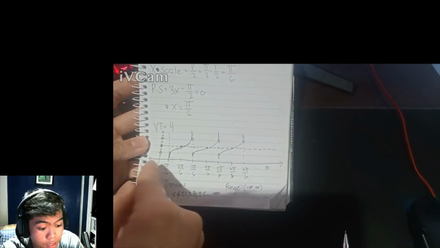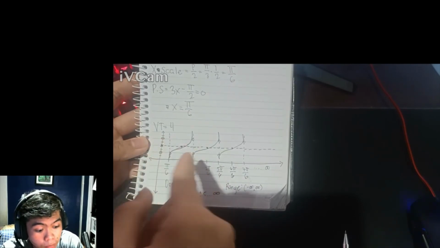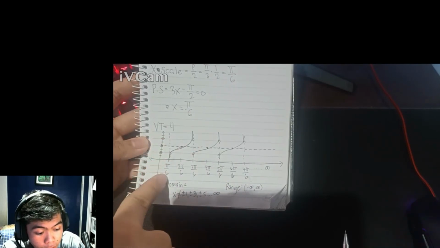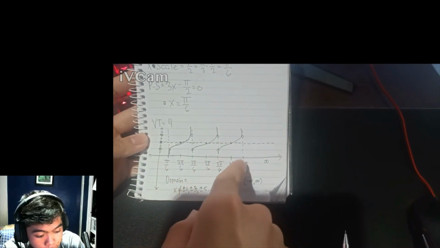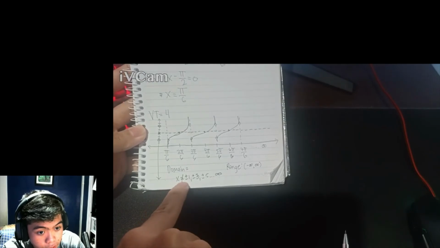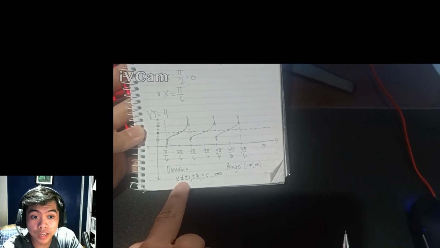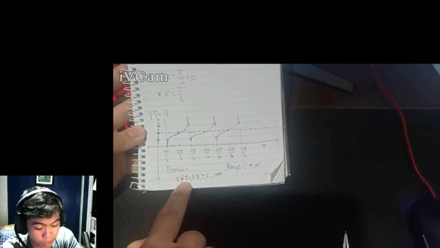Okay? There are all the real numbers except the vertical asymptotes. That means it's all the real numbers except 1 pi over 6, 3 pi over 6, 5 pi over 6, 7 pi over 6. So that's the meaning of not equal to. Okay? So that's the domain. So yeah, that's it, I guess.